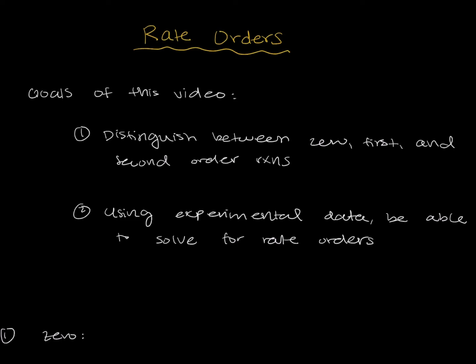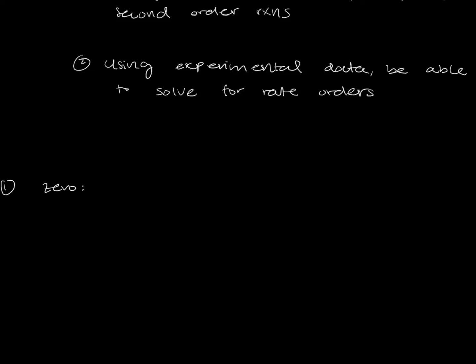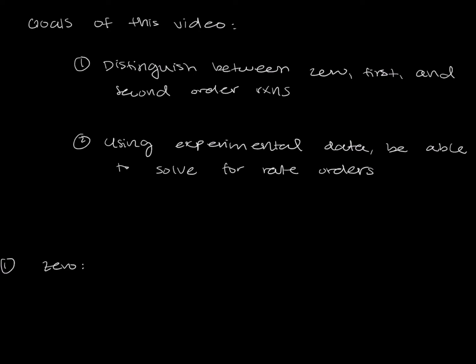Today we're going to be discussing rate orders. So the two goals I have for this video are: one, to distinguish between first, zero, and second order reactions, and two, to be able to use experimental data to solve for rate orders, which is going to be very similar to something you'll have to be able to do on the exam. So first, I figured it would be helpful to make sure that we define what the rate order of the reaction actually means for each of these, so that when we're solving for the rate orders in part 2, we actually know what these values mean.